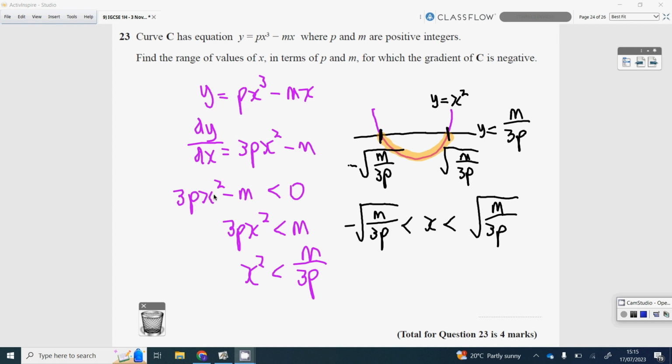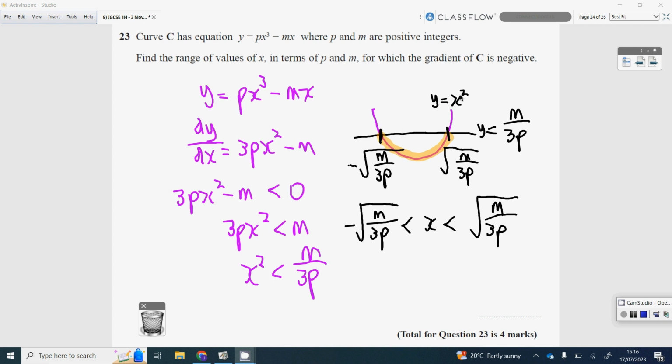So rearranging this, I'm adding m to both sides, then dividing by 3p. So I want the range of values for x squared, which is less than m over 3p, this constant m over 3p. Now my roots, when I go and square root this, are going to be plus or minus root m over 3p. If you just think of x squared equaling m over 3p, my roots, when I square root both sides, are going to be plus or minus root m over 3p.